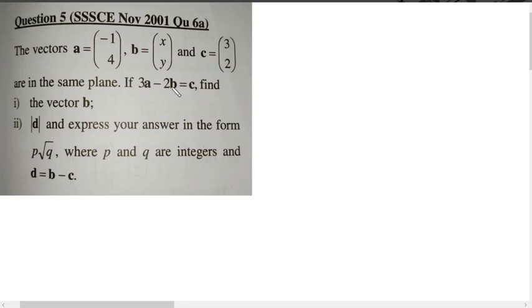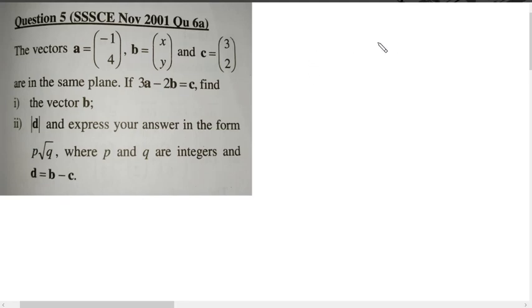The vectors A (negative 1, 4), B (x, y), and C (3, 2) are in the same plane. If 3 times vector A minus 2 times vector B equals vector C, find I, the vector B, find II, the magnitude of vector D, and express your answer in the form P root Q, where P and Q are integers, and vector D equals vector B minus vector C.